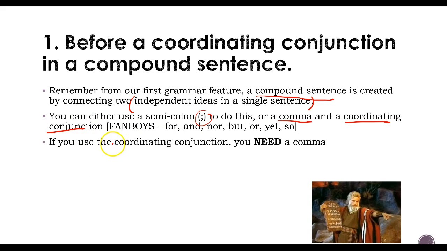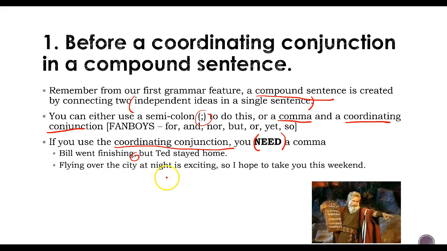So if you use a semicolon, obviously you don't need a comma, but if you use a coordinating conjunction, you need the comma. So this is the first most important comma rule. Always make sure you use a comma with a coordinating conjunction to connect two independent ideas into a compound sentence. Bill went fishing, comma, but Ted stayed home. Flying over the city at night is exciting, comma, so I hope to take you this weekend.